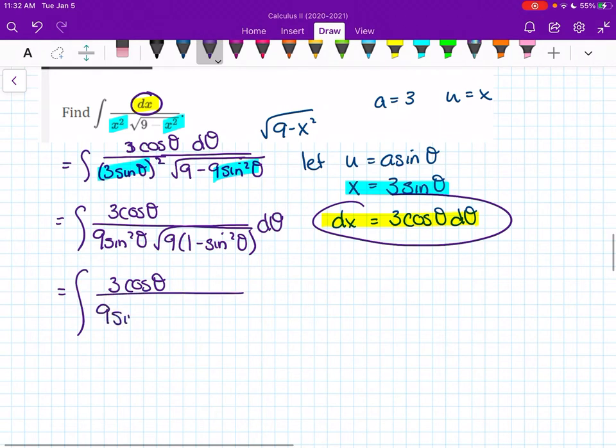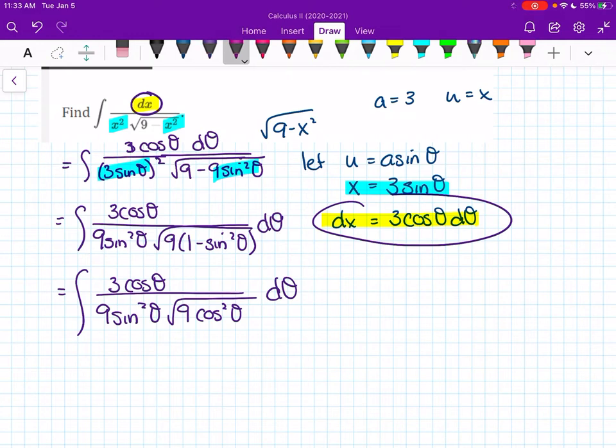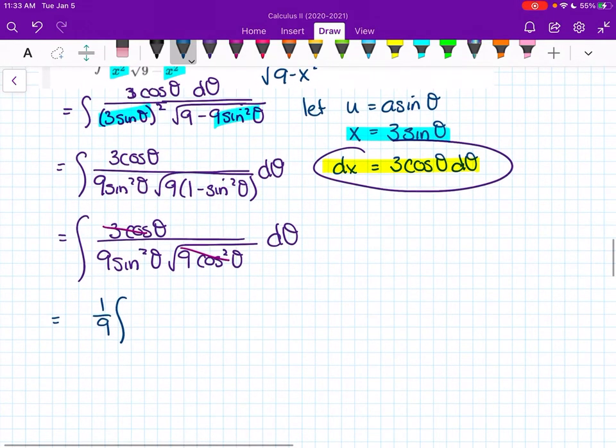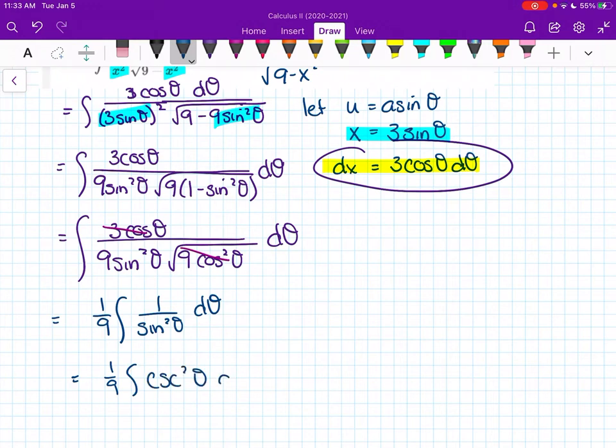And then I have a 9 sine squared theta. And then in the radical, I have a 9 cosine squared theta. And so when I take the square root of that, that's 3 cosine theta. So this will cancel with this. And then I'm going to pull out the 1/9. So I have 1/9. Oh, sorry, I didn't mean to switch colors there, but I did. So essentially I have 1/9 times the integral of cosecant squared theta d theta once I simplify everything.